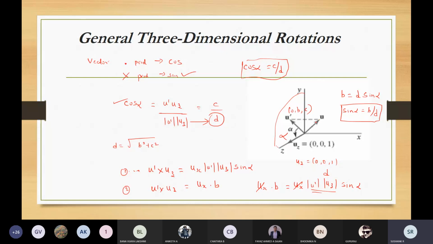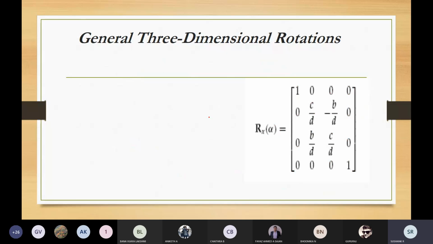Since we have found out sine alpha and cos alpha, what is sine alpha? b by d. Cos alpha is c by d. So since we have found out the values of sine and cos in terms of the vector u, the rotation matrix along the x-axis is represented by this formula. This is the rotation matrix along the x-axis.